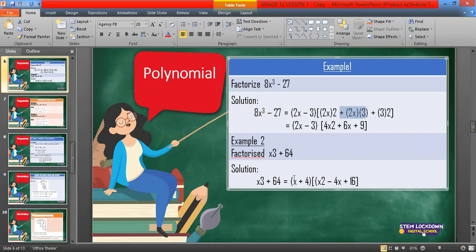Okay. And then you square this term, you square x to give you x squared. Then you square positive 4 to give you positive 16. And then to get the middle term, you multiply x times 4. That is 4x. Multiply by minus 1, gives you minus 4x. And that is done. So that's how to factorize sum or difference of cubes. Right.